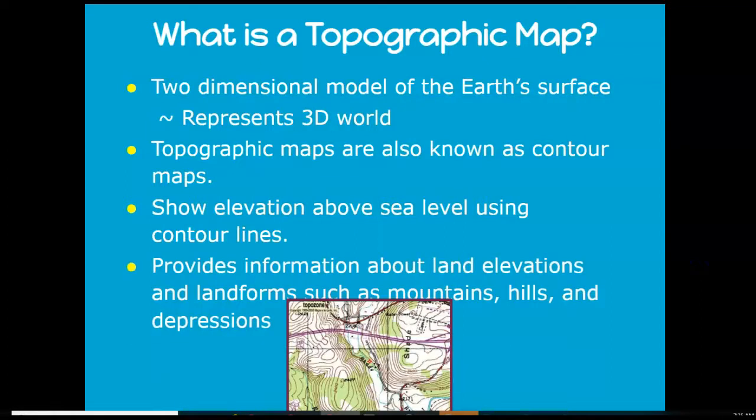So when we look at a map, what we're really looking at are landforms. Let's keep in mind that those landforms could be hills, mountains, valleys, depressions like a crater. We're also going to be looking at rivers. All of that can be represented on a topographic map.